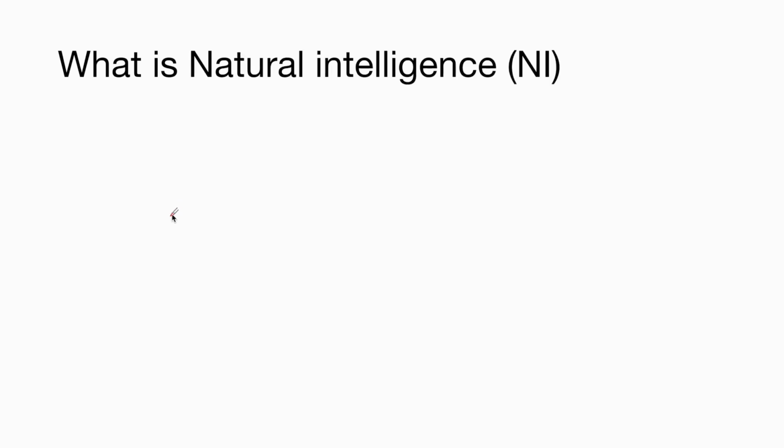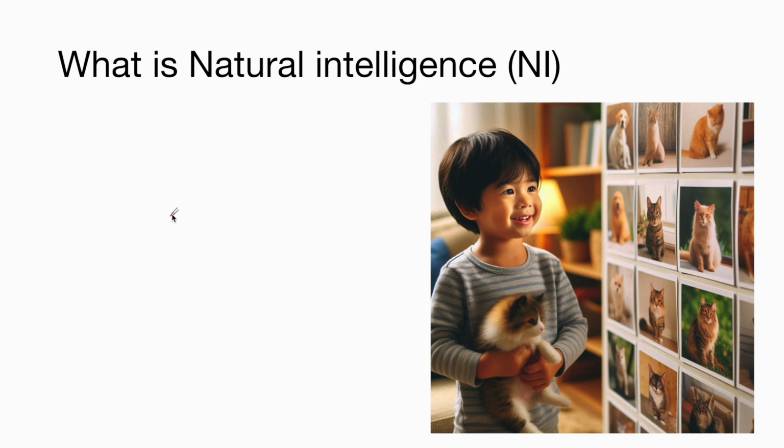Let us understand natural intelligence with a simple example. Think of a child learning to recognize animals. You show the child many pictures of cats and dogs. After some time, the child learns to say, this is a cat, this is a dog. AI works in a somewhat similar way. You provide the patterns to the AI, such as images and characters, and it learns based on that.